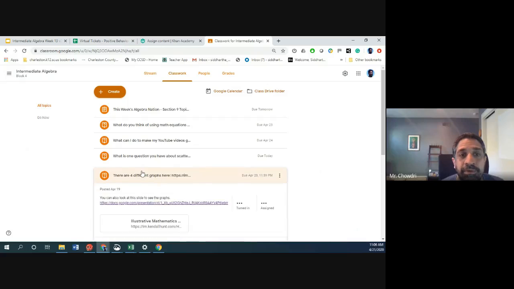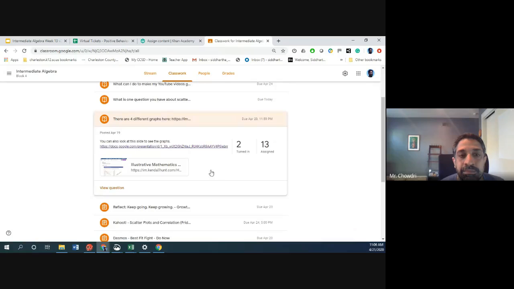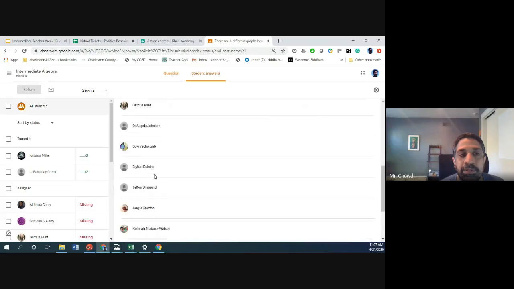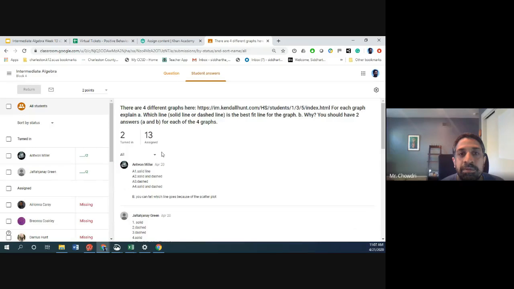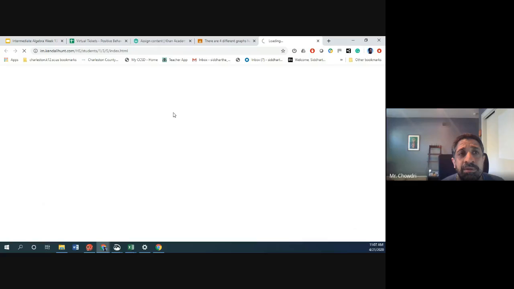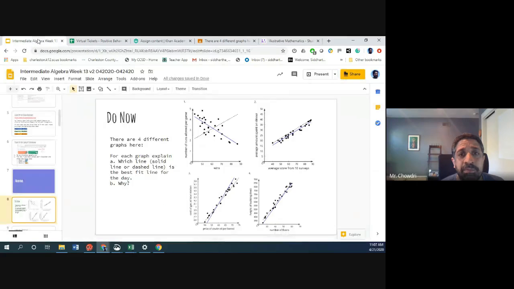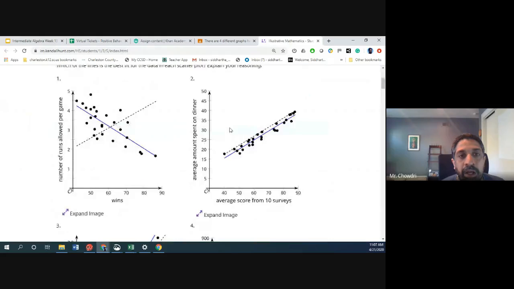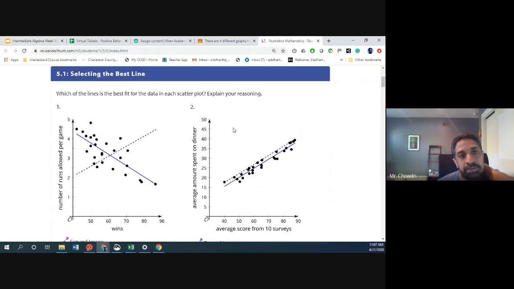So there are 4 different graphs here. I'm going to view the question. Here it is. If you go to the question, there are 4 different graphs here. And which line is the best fit for the graph and why? So I'm just going to click on this link so you can see which it is. These same pictures are here on the slides as well. So we'll just go through these one by one really quick.